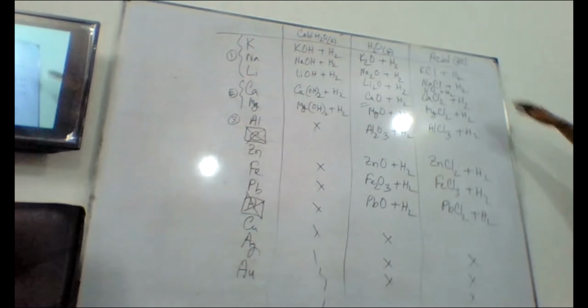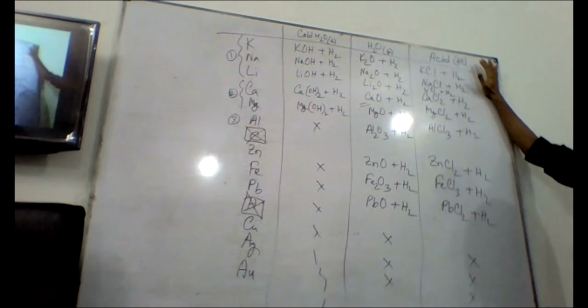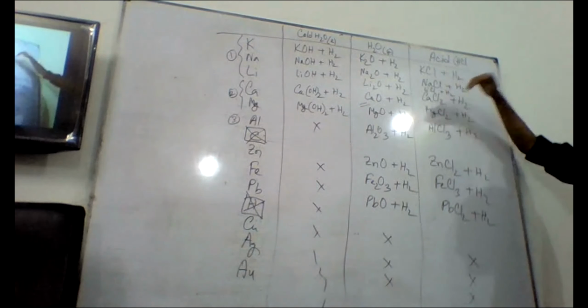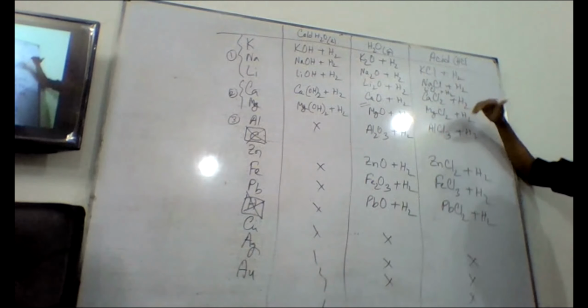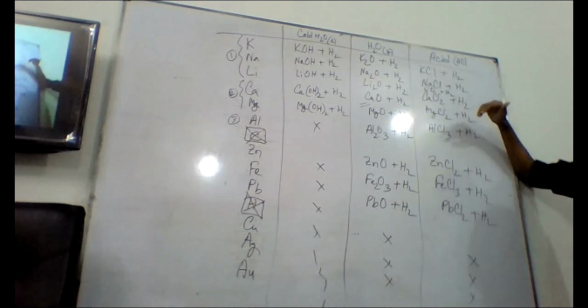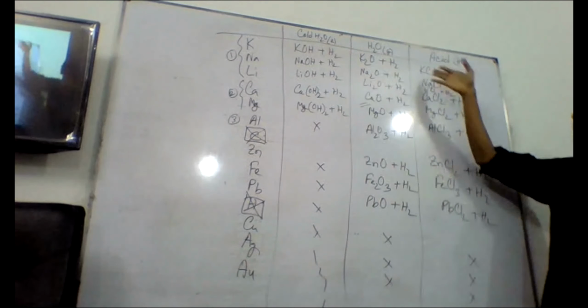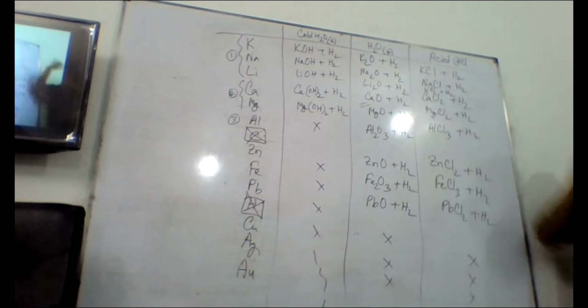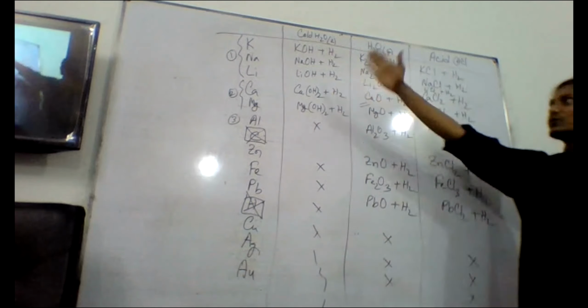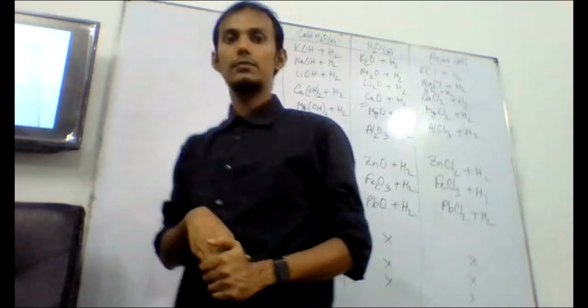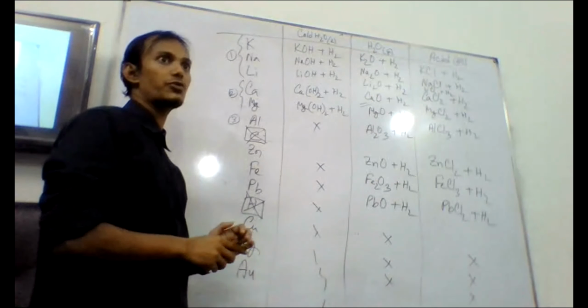So see, very easy. If you take sulfuric acid instead of hydrochloric acid, then potassium sulfate and hydrogen, sodium sulfate and hydrogen, calcium sulfate and hydrogen, magnesium sulfate and hydrogen, aluminum sulfate and hydrogen. If you take sulfate ion, then what is happening? Metal plus acid, salt and hydrogen gas. That's it. Metal plus cold water, metal hydroxide and hydrogen. I'll write it for you, but that is the thing that is going on.